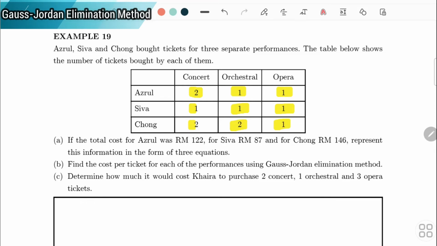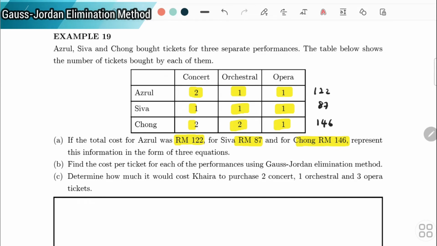If the total cost for Azro was 122 ringgit, for Siva 87 ringgit, and Chong 144 ringgit. So here it should be 122 ringgit for Azro, Siva 87, and Chong 146 ringgit. Represent this information in the form of 3 equations. So this is the first part of the question.